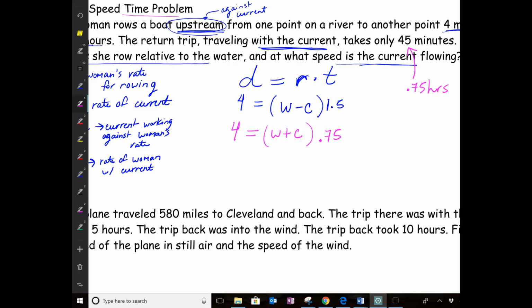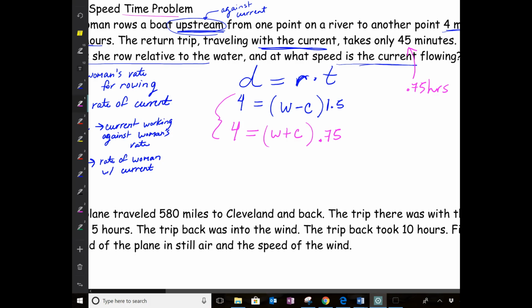Now you have different options you can use, but this is your system that you would want to go about solving. Some people would like to multiply the top equation by 10, just to get rid of the decimals, and the bottom equation by 100. Others might just want to work with the decimals and just start distributing right away. What do you guys want to do?